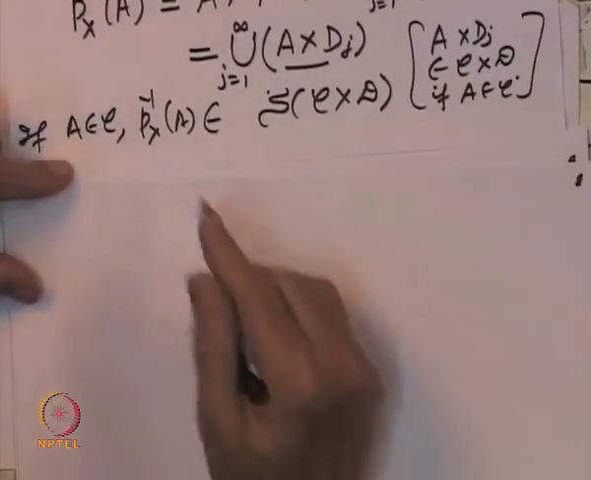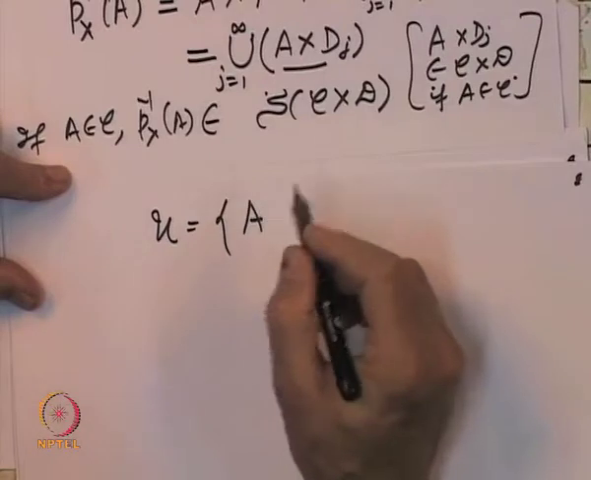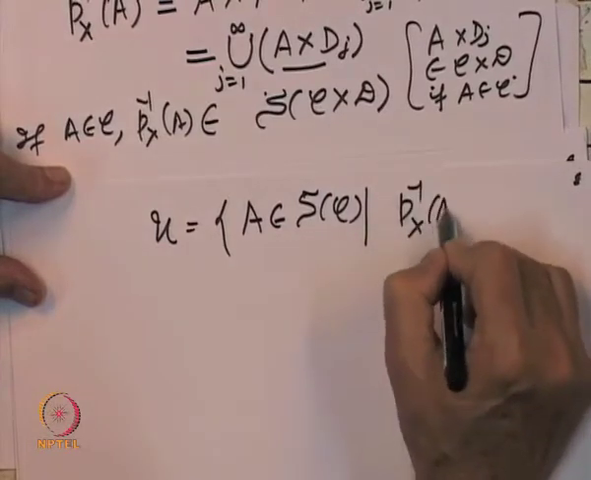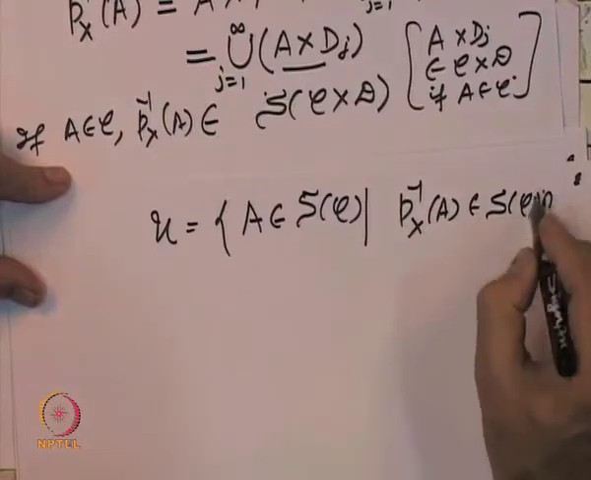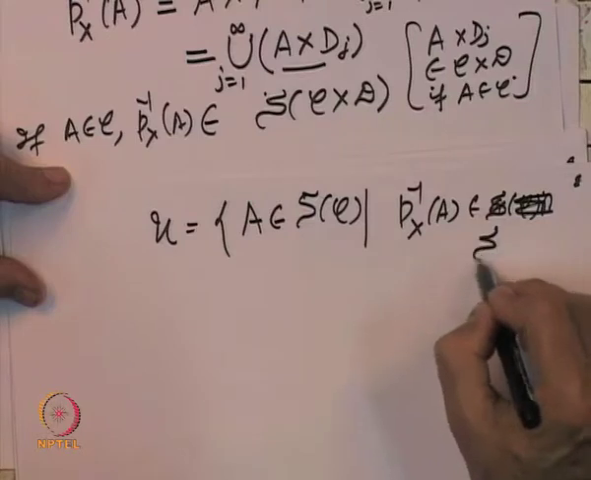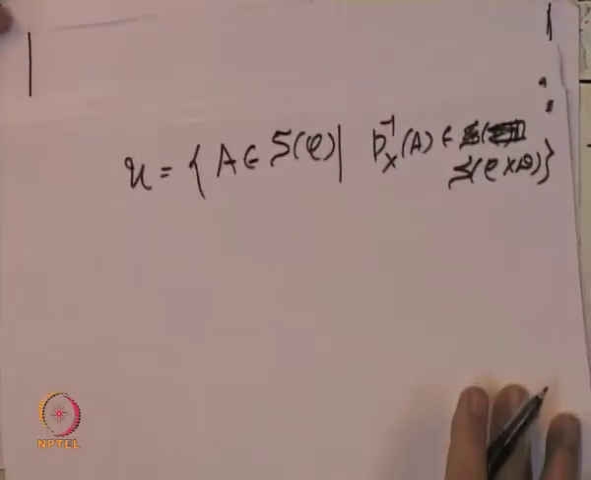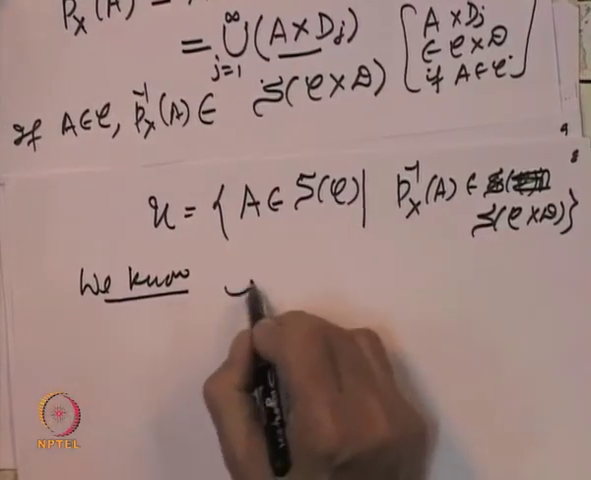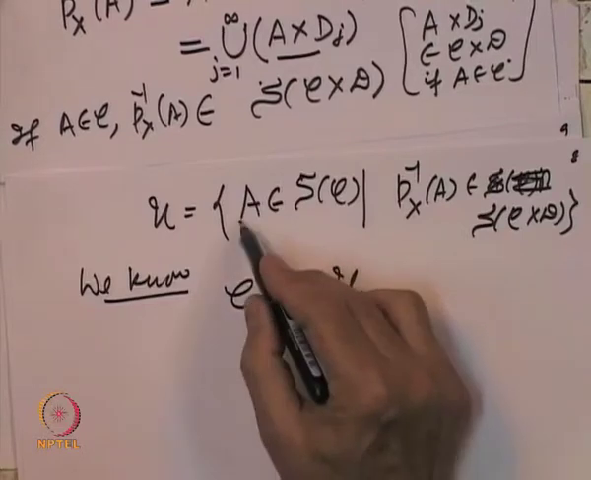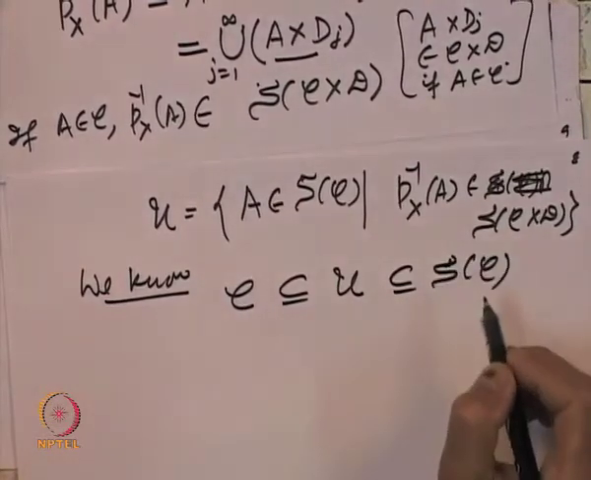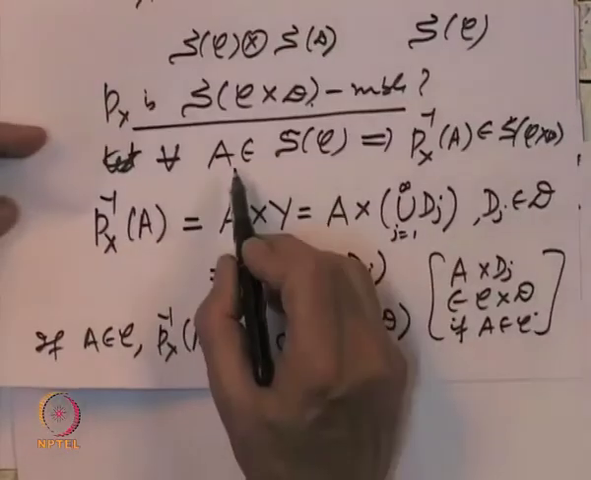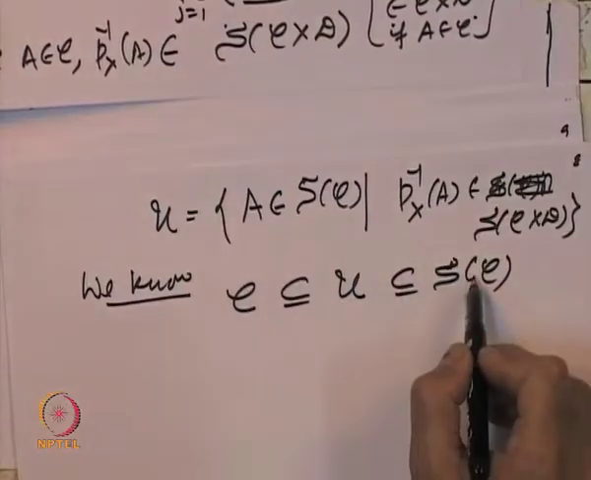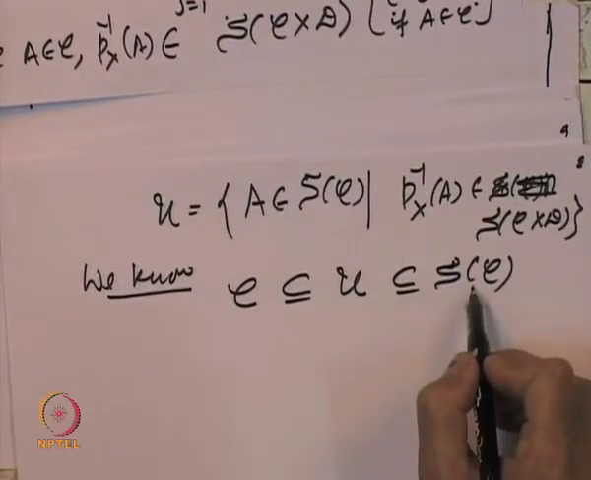So, let us write U to be the collection of all the subsets A belonging to S of C, such that P_x inverse of A belongs to S of C cross D. So, let us look at this collection. What we have proved just now, so we know that C is contained in U, and U is a collection of subsets of S of C. So, that is contained in S of C. But what we want is that for every set A in S of C, P_x inverse of A belongs to S of C cross D. That means we want to show that this collection U is actually equal to S of C, and U is a subset of S of C and C is inside U.